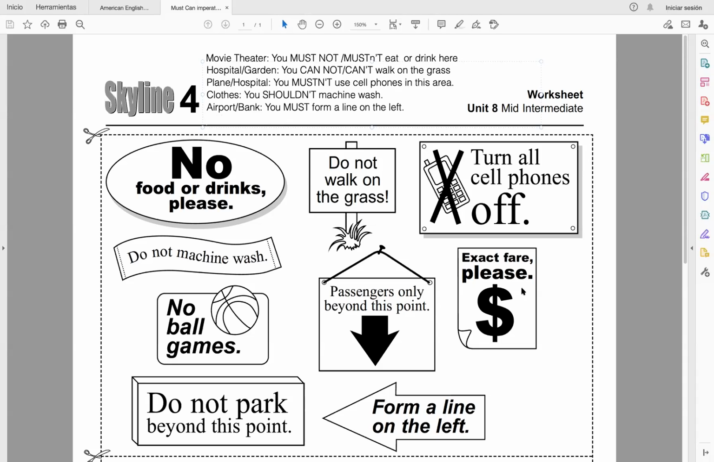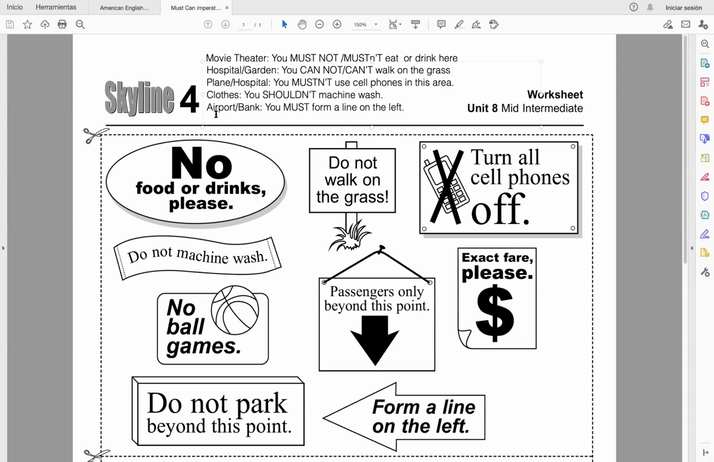Exact fare, please. Okay. Look at the next one. It says exact fare, please. The one that is on the right. Exact fare, please. Fare significa pago. Okay. Entonces, el pago exacto, por favor. O sea, no me paguen con 20 lucas. Okay. So exact fare, con cambio, con change. So where can we find that sign?